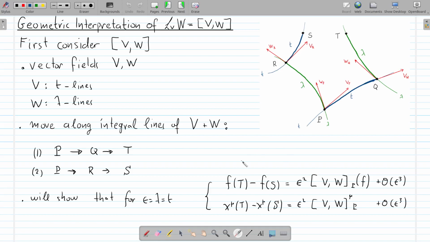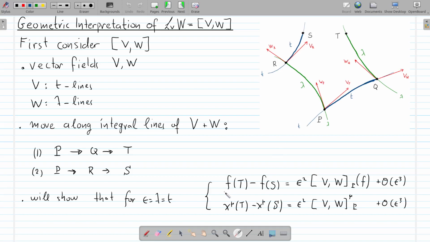What we will show is that if this walking is done by equal parameters, lambda and t equal to epsilon, then the difference of the values of any function f at the point T and the point S is not 0, but to order epsilon squared is given by the commutator of V and W. So we see that this walk leads us to different points S and T unless V and W commute. So if they don't commute, these points S and T are distinct.